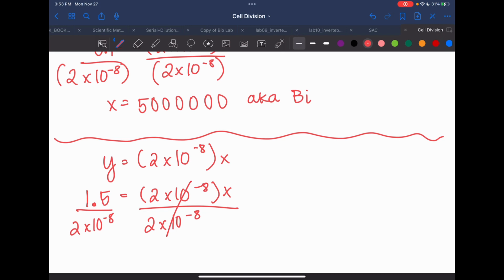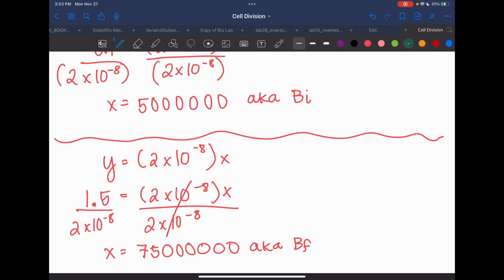Right, those cancel. So then I would get x equals, let me just plug it in, 1.5 divided by 2 times 10 to the negative 8. And got 1, 2, 3, 4, 5, 6. Right? So this is b of f because those were the variables we're looking for, right?